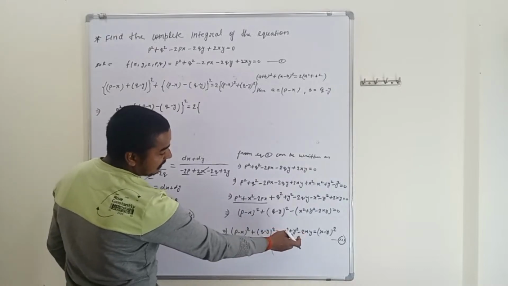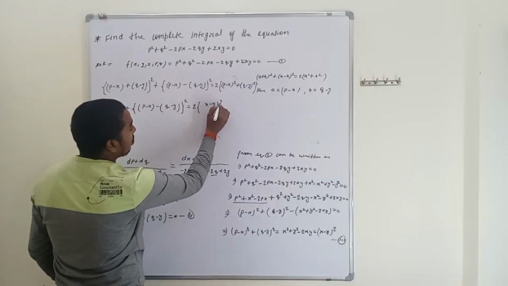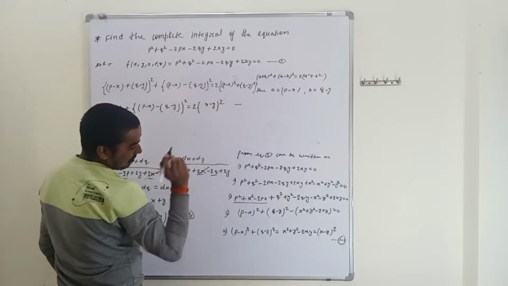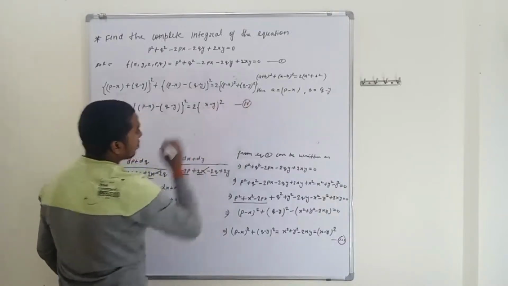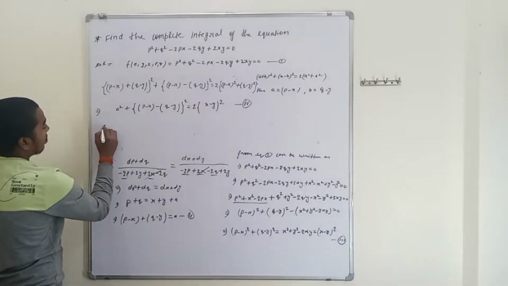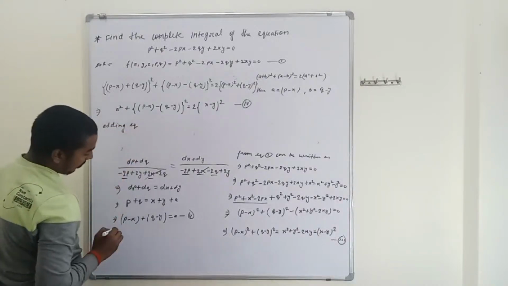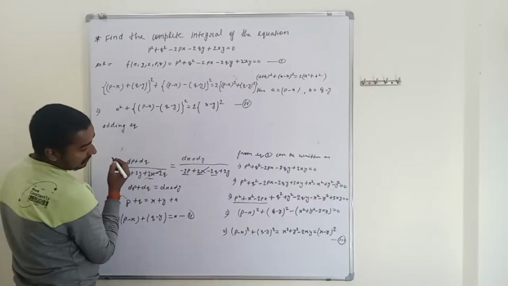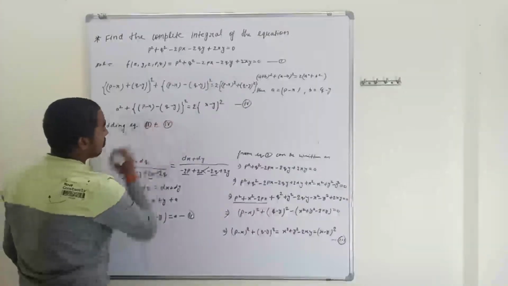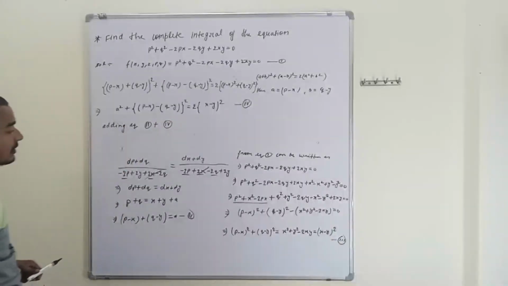From using equation third we have to put the value, that is x minus y whole square. Let this be equation fourth. Further we have to solve by adding equation second and fourth. Adding left hand side to left hand side and adding right hand side to right hand side.